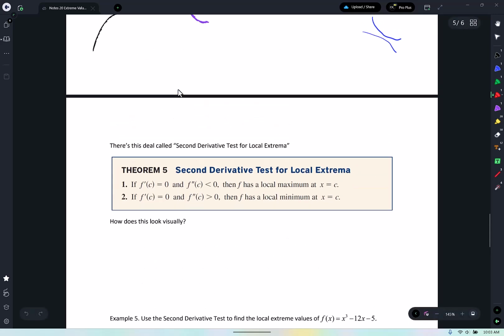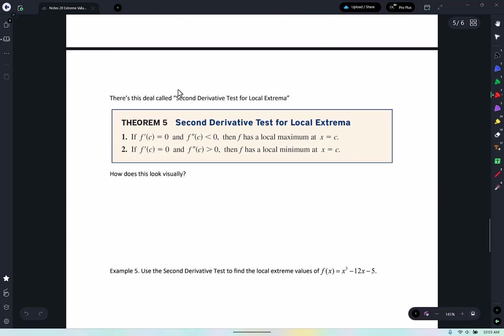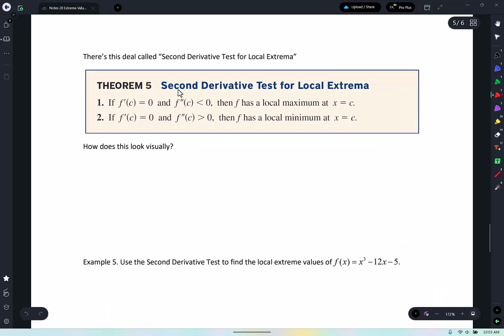So here it is. We're just going to continue from yesterday. This one here is called the second derivative test for local extrema. There is a catch to it. The first derivative has to equal 0. It says theorem 5 because it's coming from the Demana textbook and they're counting theorems. We're not counting here, so don't worry about that.